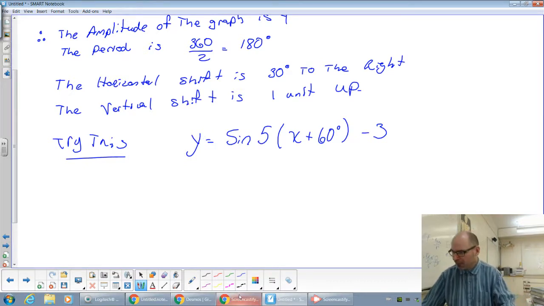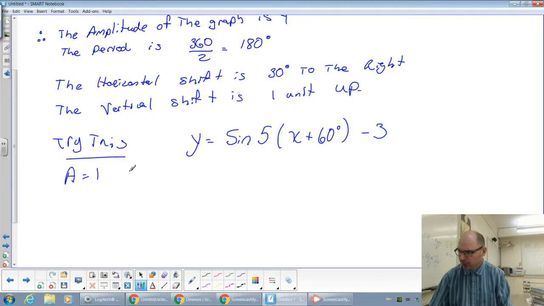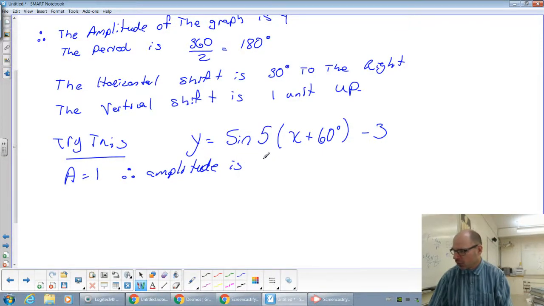I'm going to pause here for a second while I look up a couple more practice ones that we want to try. Okay, I found a couple other kinds that we're going to look at in a minute. So, what is the amplitude? A equals 1. Therefore, the amplitude is 1 unit high.